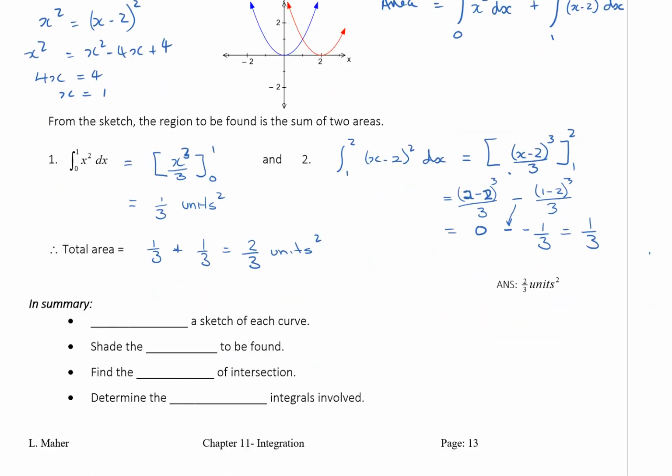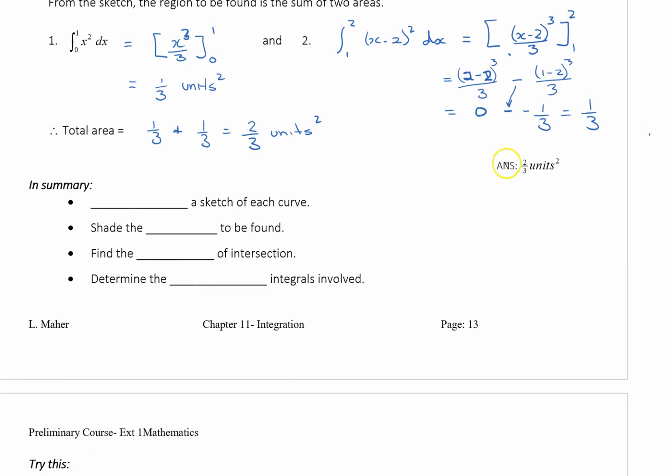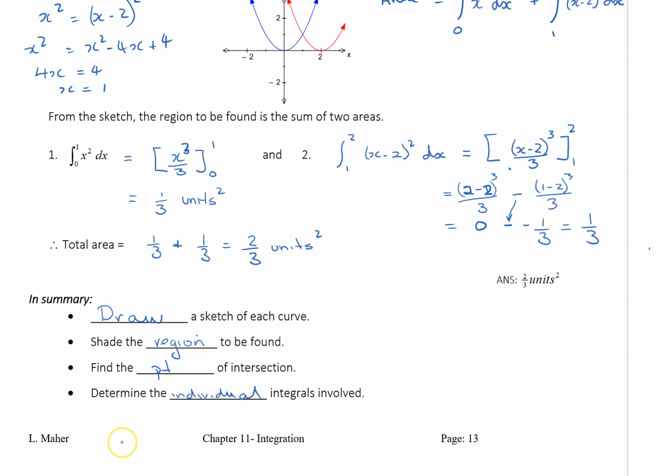How would we summarise that process? What you will need to do is to actually draw a sketch, unless obviously the sketches are given. Shade the region that it's referring to, find the point of intersection, and determine the individual integrals that are involved. I'm going to stop the video here and talk about some examples and subtracting areas in another video.